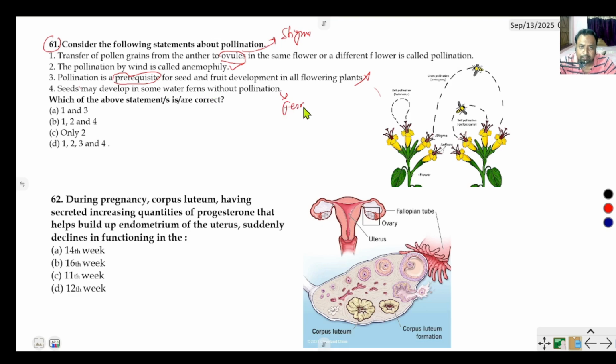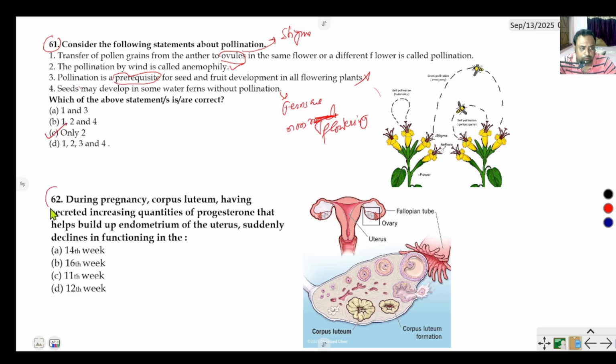Ferns are non-flowering. So option number 2 is the correct one.